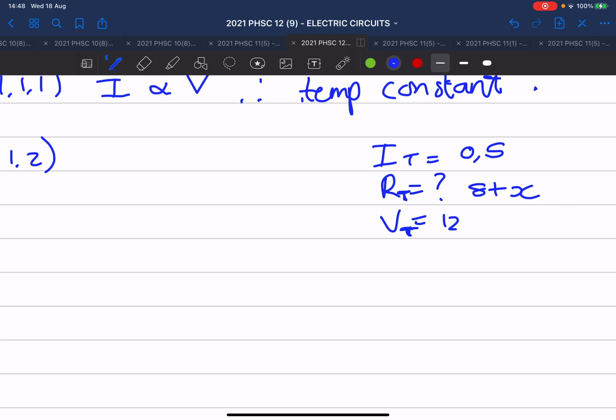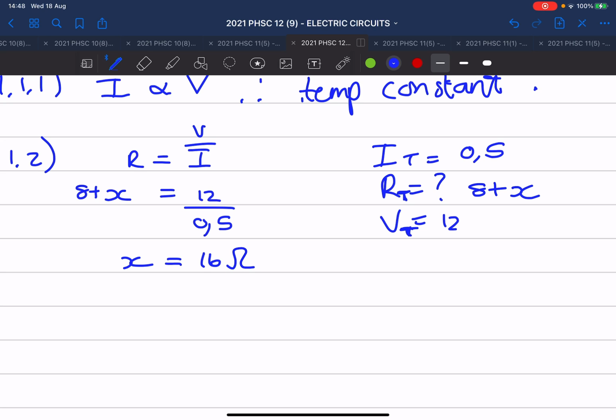Then this looks a lot easier, because then I can just say, okay, resistance is volts over current. The resistance is 8 plus X. The volts is 12 and the current is 0.5. 12 divided by 0.5 is 24. And then you get X to be 16 ohms. You checked me already. Okay. 5 marks, just like that. It's too easy.